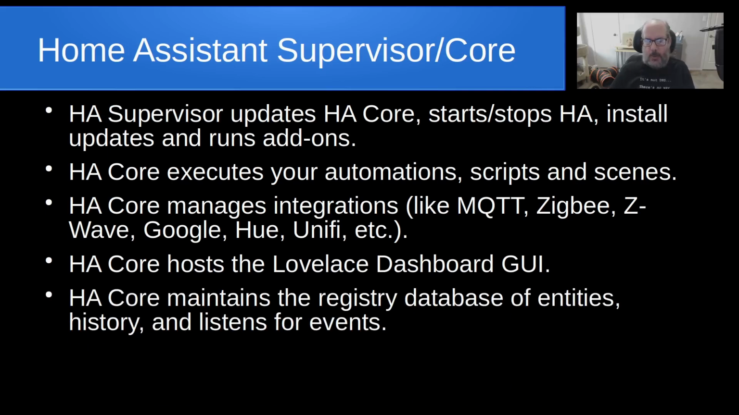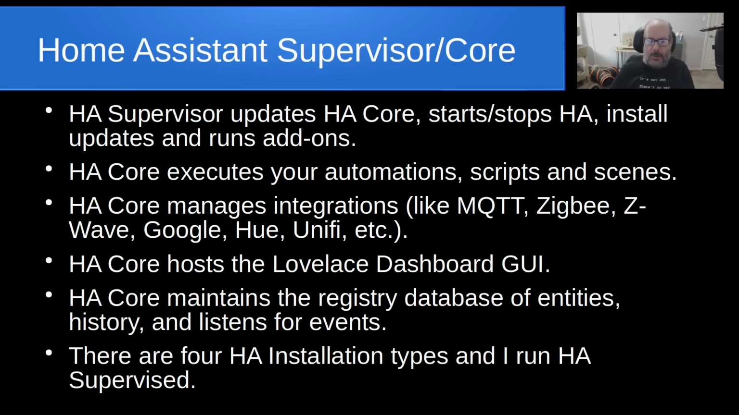And then HA Core also maintains the registry database, which contains all of the entities, which are how you communicate to various device attributes, the histories of that communication, and also the ability to listen for various events in a real-time sort of mode. And then there are 4 HA installation types that I mentioned on the previous slide, and I have up until now run Home Assistant Supervised, and the primary reason that I did that is because it was easier to install into a virtual machine.